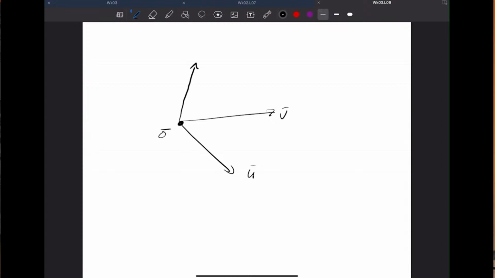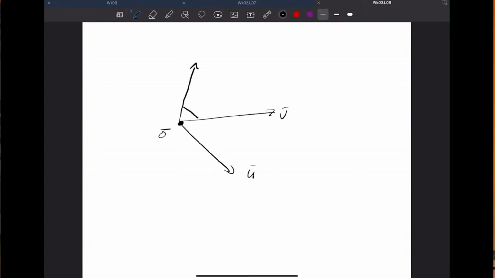So remember that is different from the dot product. The cross product output is a vector. The dot product output is a scalar. Let me repeat that. The cross product output is a vector. The dot product output is a scalar.